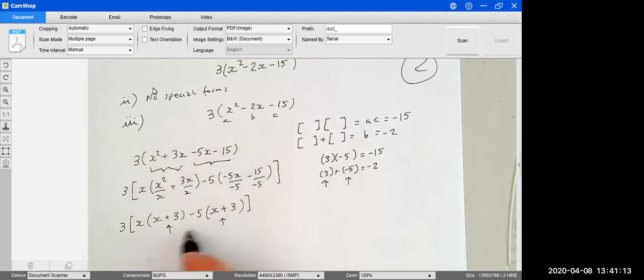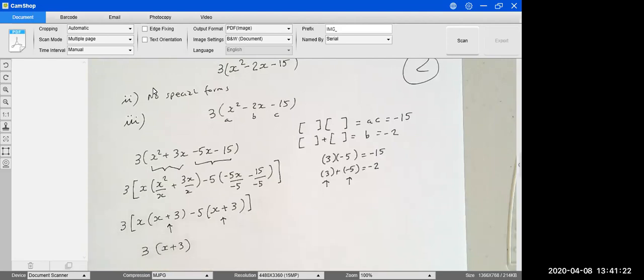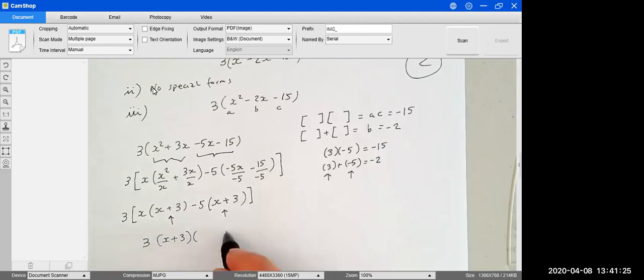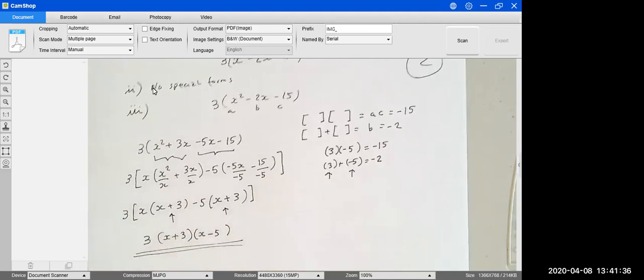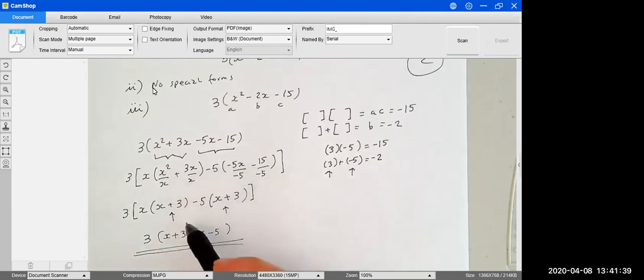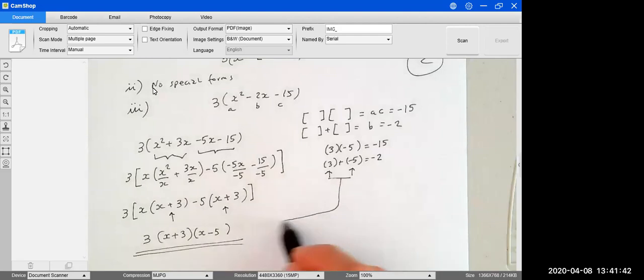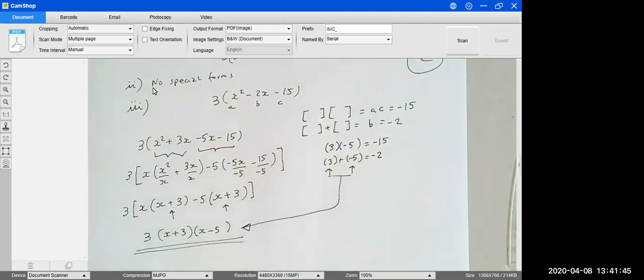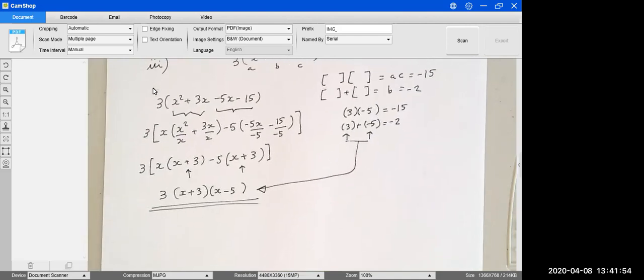So continuing with our problem, we have our common binomial is x plus 3. We have this 3, which is the greatest common factor from the first step. And finally, we create the binomial with the greatest common factors from the third step. So you have x from here and negative 5 from here. So that's the final answer by going through the long way, because you can go directly from here to here. But the purpose of doing this is that you're going to acquire a lot of practice. You're going to be able to solve any problem involving factoring.